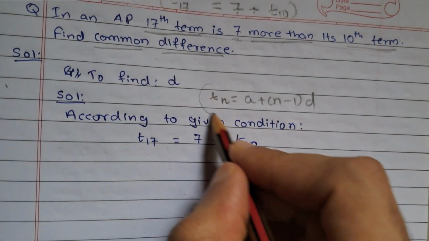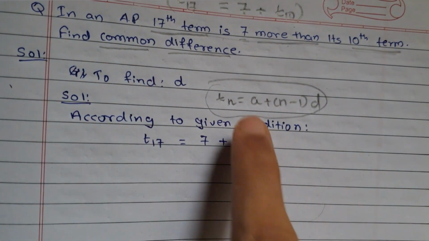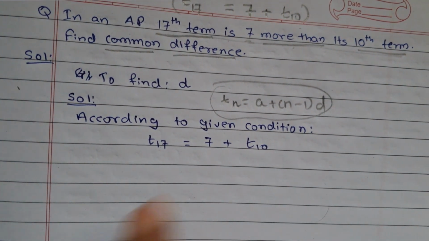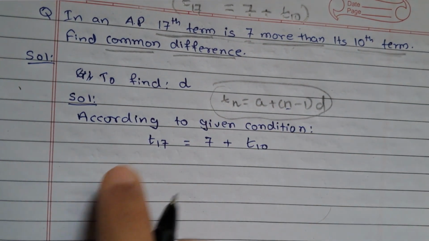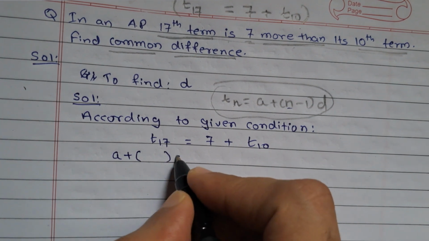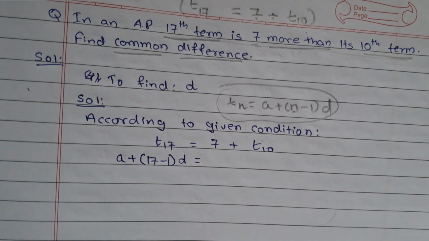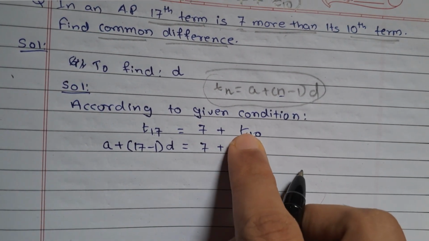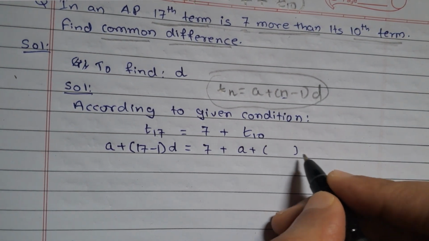You don't have to write this and show it to the teacher. You can just keep it aside for your reference. Now let me see how this formula will help me solve this sum. Here it says T17, so in this formula, wherever N is there, I will put 17. So T17 will be A plus (17 minus 1) into D. Similarly, over here it will be 7 plus, and instead of T10, I will write the formula of Tn, A plus (N minus 1) into D.